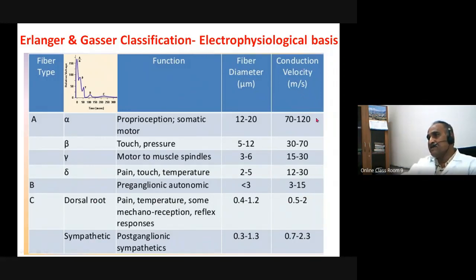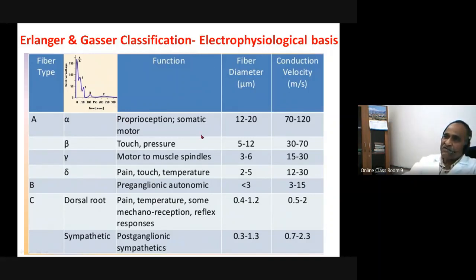Now, to simplify the conduction velocity, I will say here 100 meters if I take the alpha. Alpha I take 100 meters per sec. Beta I take 50, half. Then gamma I take half of 50, 25 meters per sec. Then delta I take half of 25, 12.5 meters per sec. Then that's about the delta or the beta fiber or B fibers. Then C fibers is about 1 meter per second. So for example, 100, 50, 25, 12.5, and 1 meter per second. That's how I give this thing.